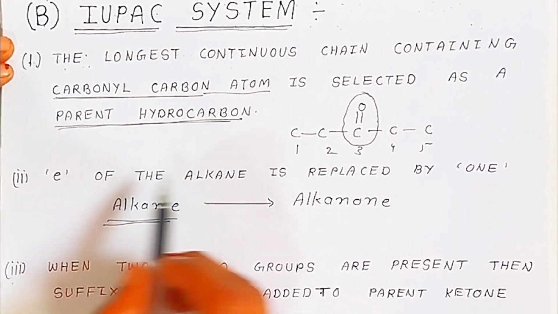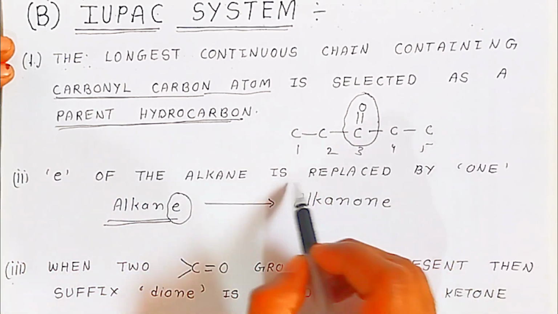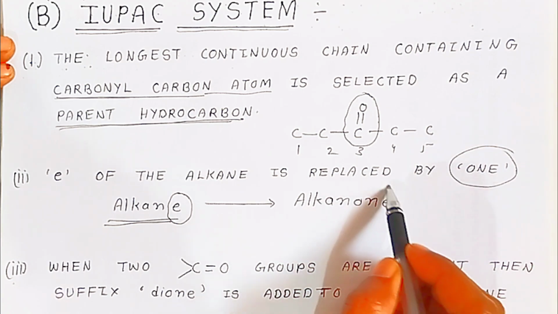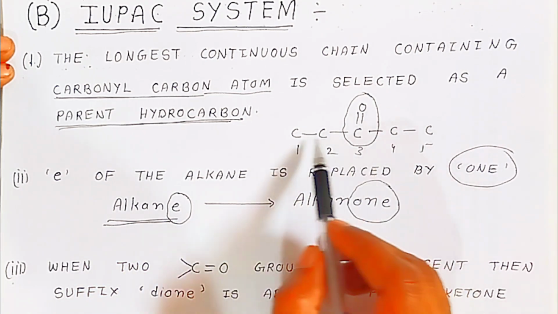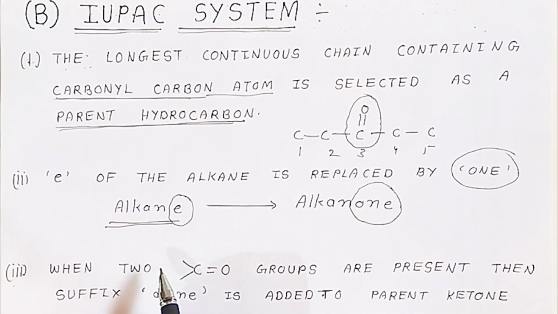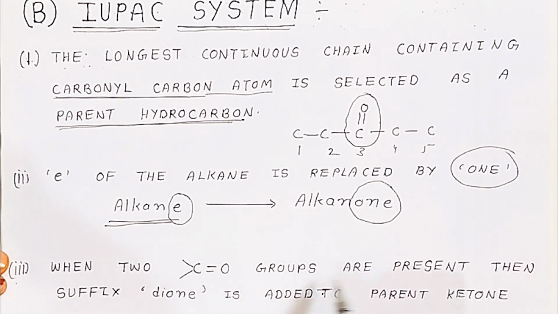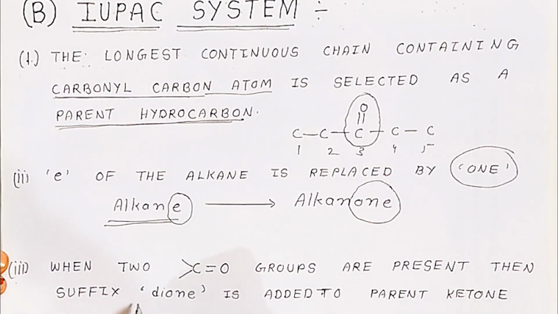Alkane. The E of the alkane is replaced by one, and we call it alkanone. Okay students, so when the alkane is converted, we have to name it alkanone. Say for example it is pentane, so we call it pentanone. Now students, when two carbonyl groups are present, then we have to use the word dione.